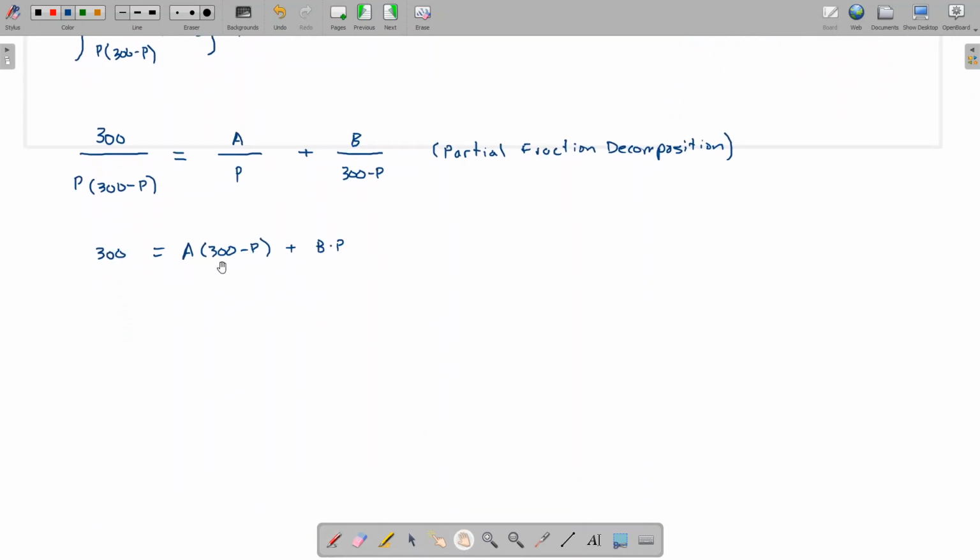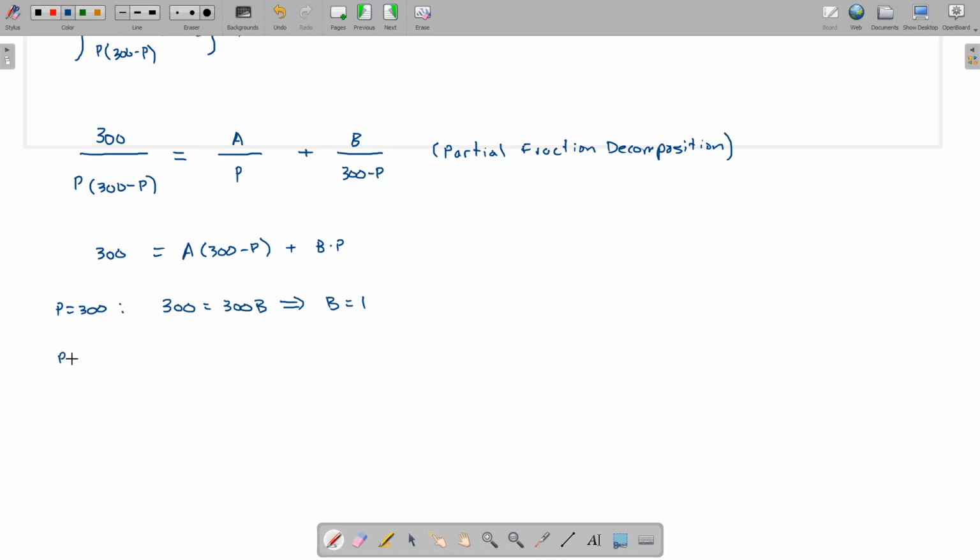So then what we try to do is pick convenient values for p that will wipe out either a or b. So the first one to choose would obviously be p equals 300. If we set p equal to 300, this is going to get wiped out, and you would just get 300 equals 300 times b. Plugging 300 in here will make that 0, so this gets canceled. So this 300 would have to equal 300 times b, which means b is actually equal to 1. So we know back here that's actually 1.